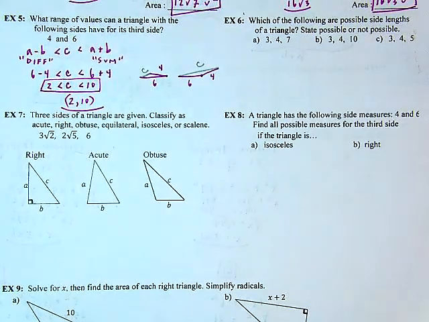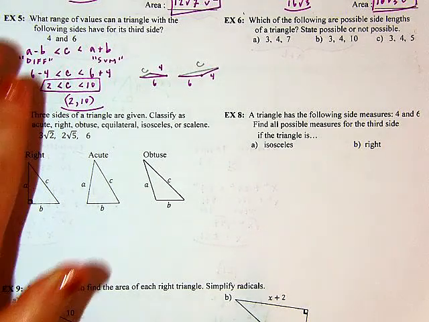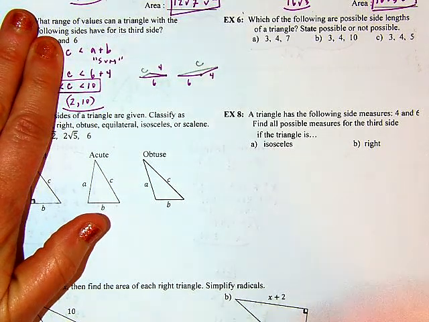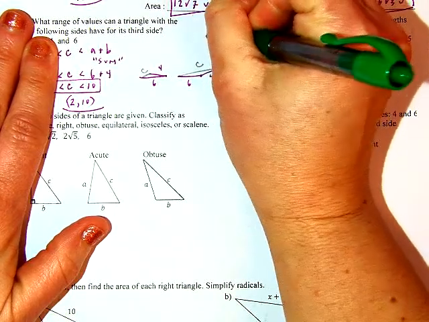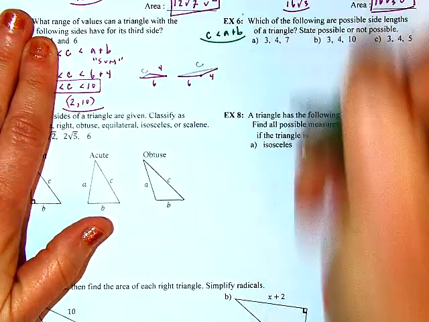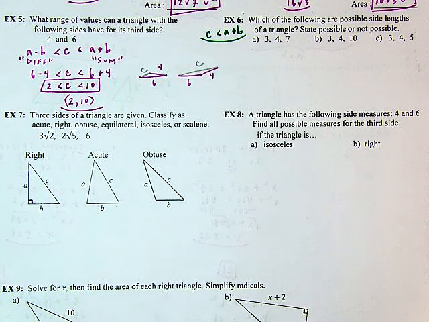All right, so moving on to example 6. Which of the following are possible side lengths of a triangle? State possible or not possible. What we're doing here is using this part of the triangle inequality theorem. We're looking at C, and is it less than the sum of the other two sides? If we get a true statement, we know it's a possible triangle. If we get a false statement, it is not possible.